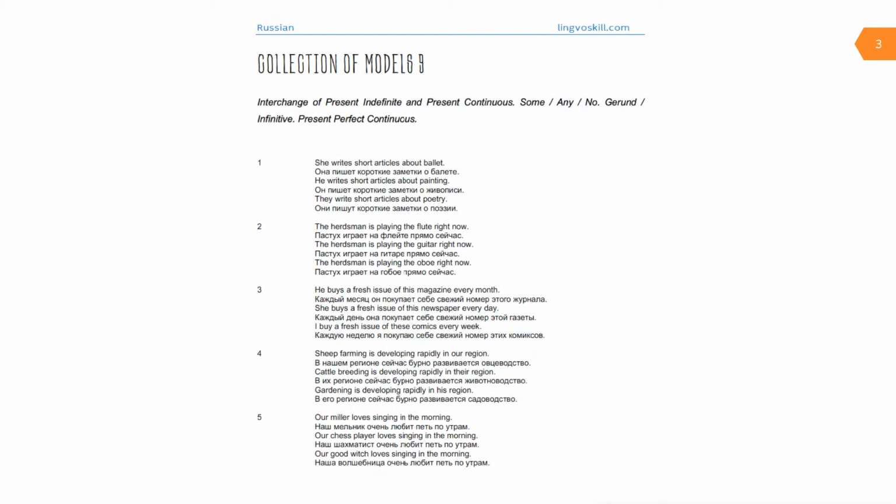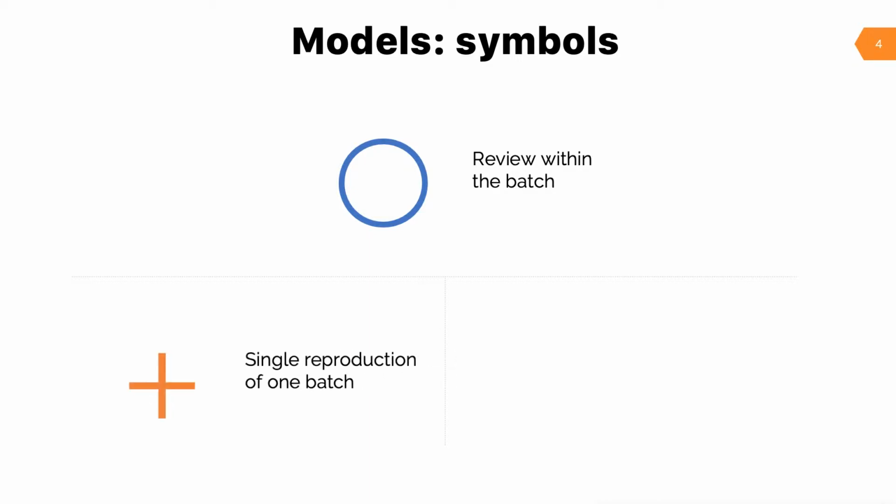So, take a printed sheet from the collection. What do we do now? First, we introduce the concept of symbols. Just take a pen and pencil and you make marks on your printouts while working on the models. A circle is a review symbol within the batch. We will designate a plus sign as a symbol of a single reproduction of one batch. And the slash sign is a one-time reproduction of the entire section.